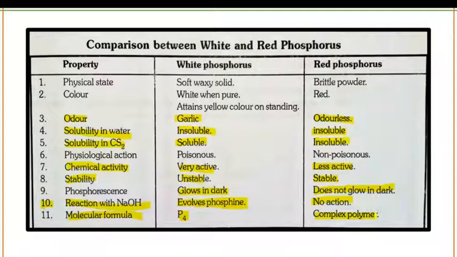So this was all about the different allotropes of phosphorus: the white phosphorus, red phosphorus and black phosphorus. You have to memorize this slide. This is a very important slide.